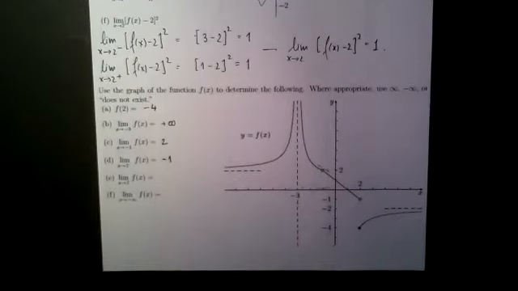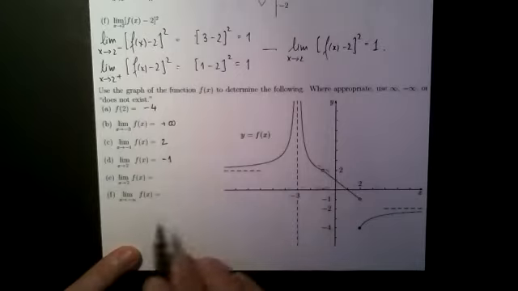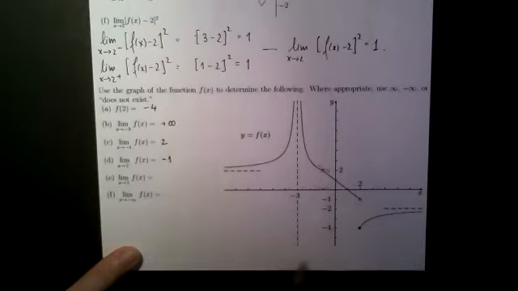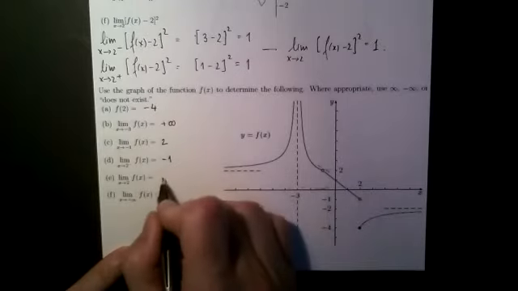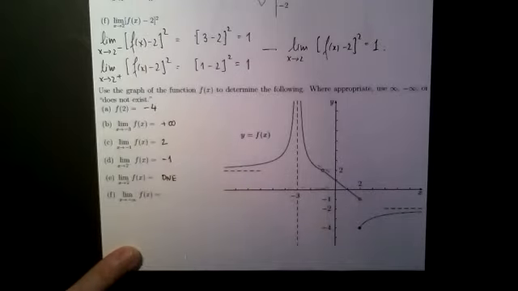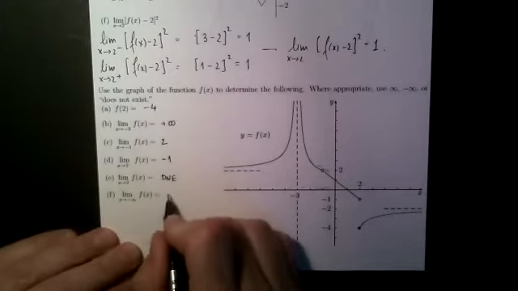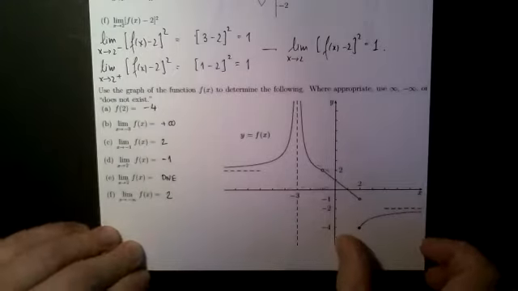Limit x approaches 2 of f of x. Michael? I said it does not exist. Yeah, you're right. Because from the left you're approaching -1, and from the right you're approaching -4, so it does not exist is right. Okay, and limit x approaches -infinity, Matthew? 2. Perfect. 2 is right. Okay, good.